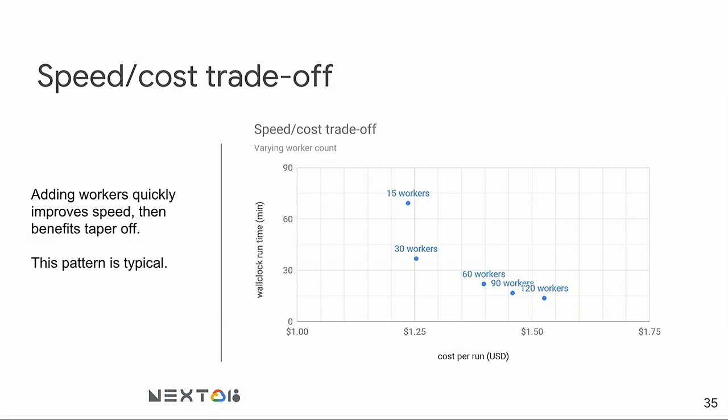So the x-axis is the cost, that's how much you put in, and the y-axis is the runtime, so wall clock, just measured overall. So you want to be left and low. And what you can see, and this is actually a very common pattern, is that initially as you add workers, your performance improves dramatically and your cost only increases a little bit.